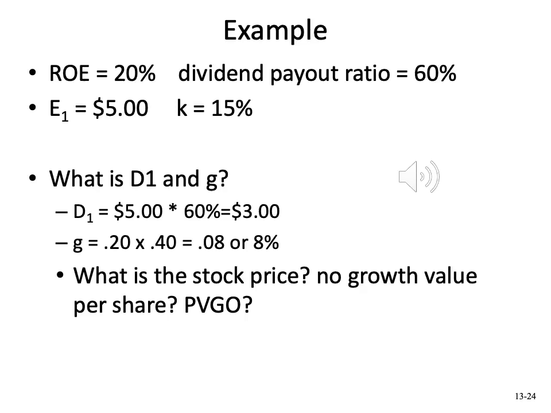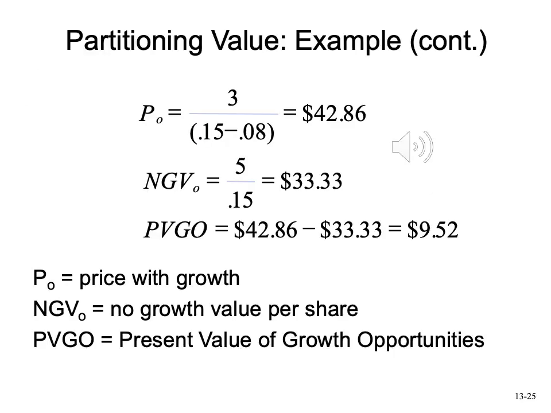Growth rate will be 20% return on equity times 1 minus the dividend payout ratio, that is the plowback ratio, 40%, or 8%. Now let's calculate what is the stock price and what is the present value of the growth opportunity. We first calculate the stock price with the investment, which is $3 D1 divided by 15% minus the growth rate, $42.86.